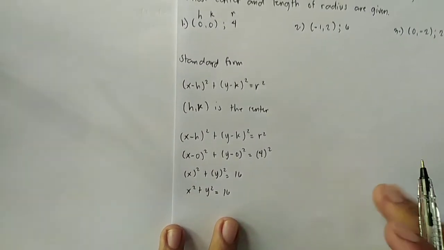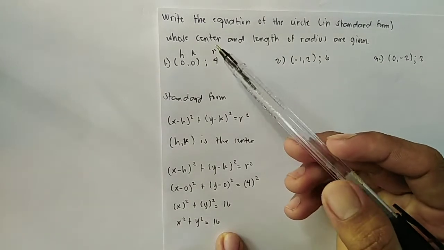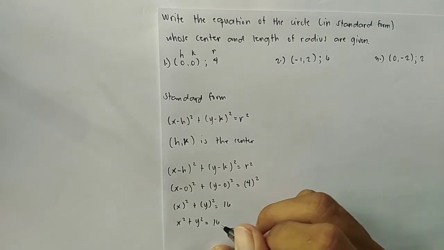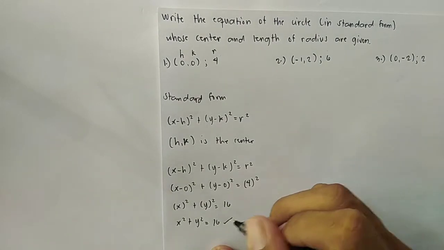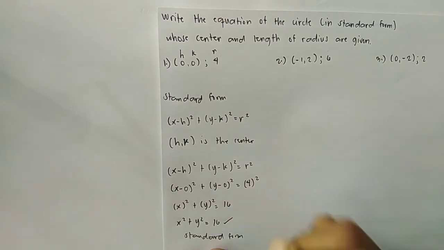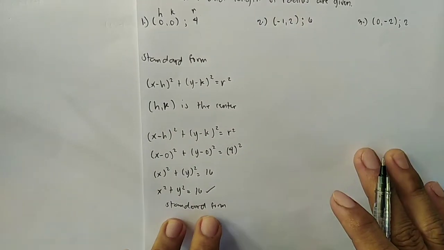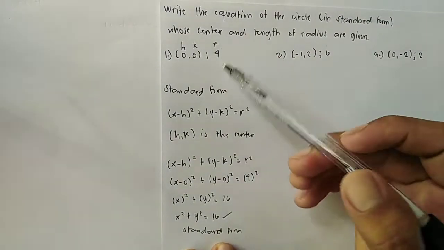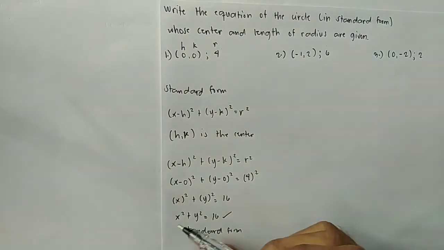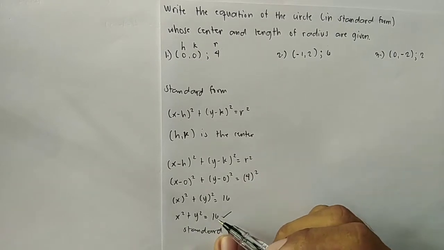So now we already fulfill the problem, which requires us to write the equation of the circle in standard form. So this is the standard form of the equation of the circle given whose center is at 0, 0 and the radius is 4. So this is already the standard form, and this is already the answer. So we have x squared plus y squared is equal to 16.